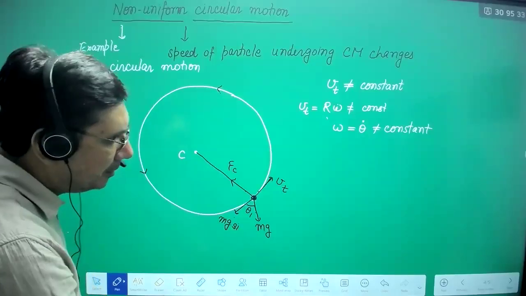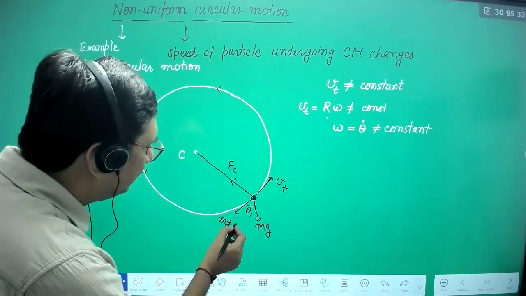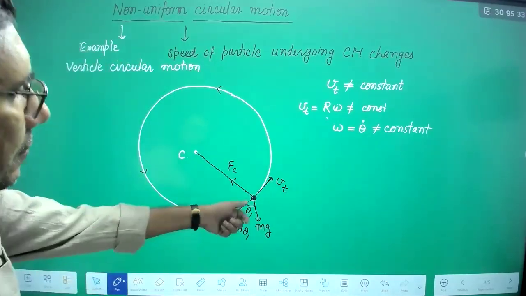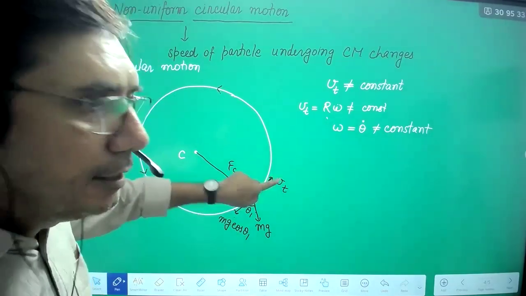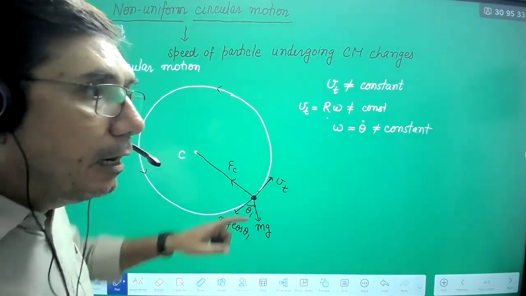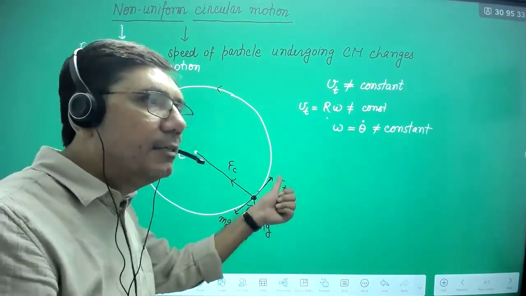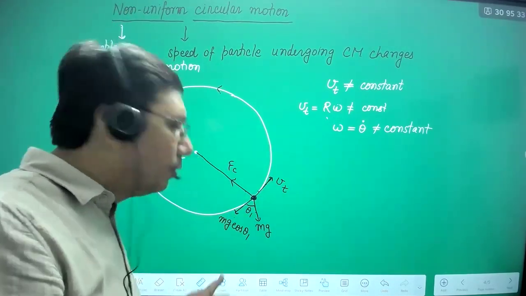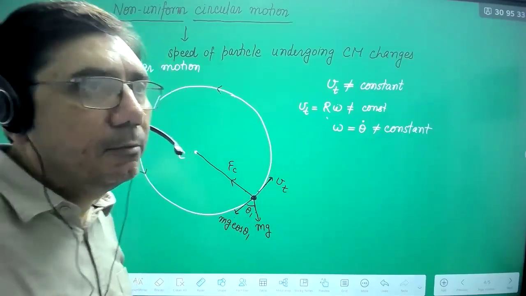This will be mg cos θ1. So what you are observing here is that the particle is moving in this direction. This is the velocity, and a force is acting opposite to its velocity. So here this is the velocity, and opposite to the velocity there is a force. This is an opposing force. So what type of motion will there be? Retarding motion will be there.